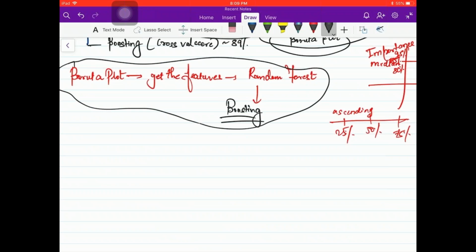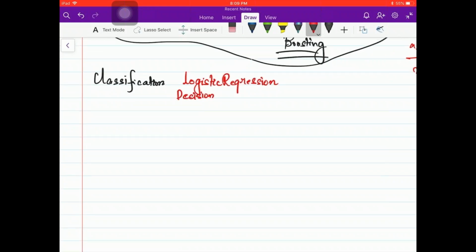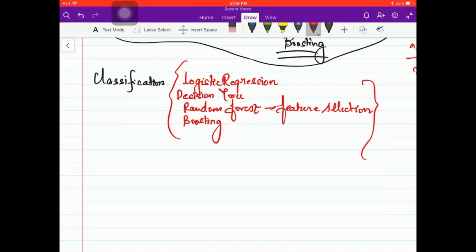What about classification? Classification is kind of a similar thing. So you start with the logistic regression. You don't have a regularized logistic regression, so you then straight away go to a decision tree. You go to a random forest, feature selection, and then you go to a boosting. It's kind of the same thing you do. You can also have KNN somewhere in between, but people generally don't like KNN, as I told you, that it is kind of a lazy learning approach and it consumes a lot of computational power.